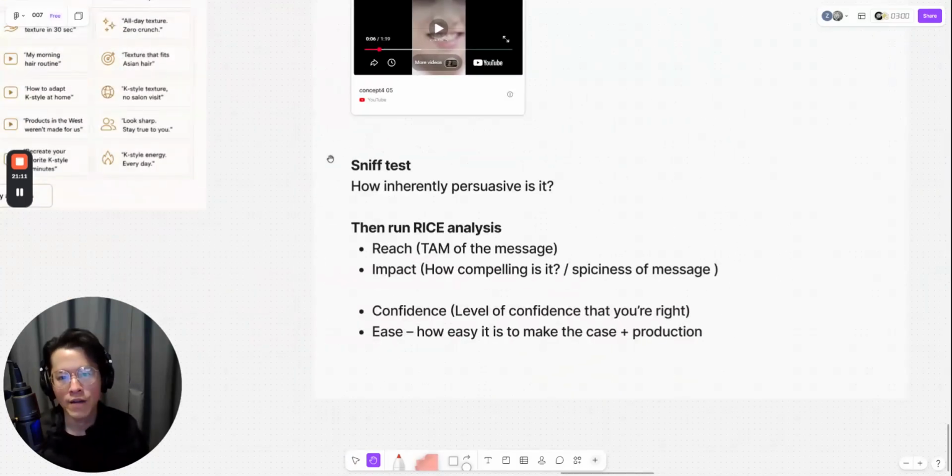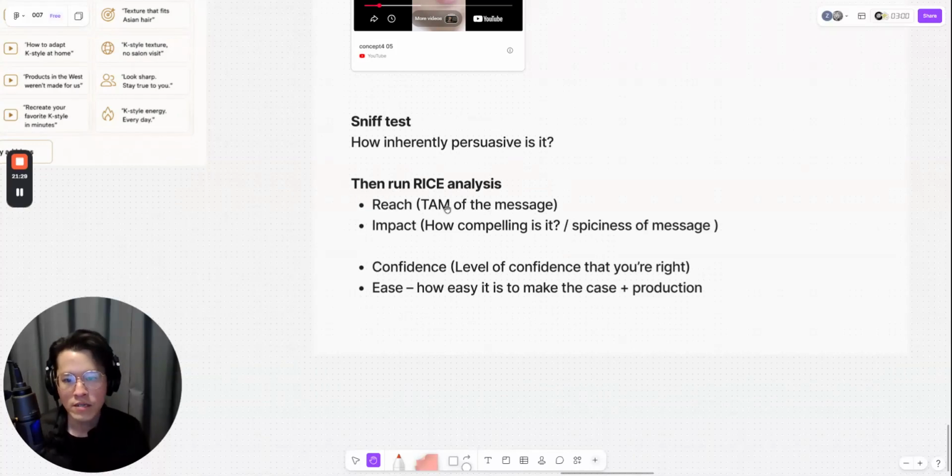In terms of prioritization after that, this is the general guideline. So sniff test is how inherently persuasive is the angle, and that is something that will allow you to very quickly identify the ones to test next. And beyond that, you can run the ROAS analysis. So reach is how big is the total addressable market of the message itself. If it's very niche, I should say, and it only appeals to a very small amount of people, then the TAM is not so big. You might want to put that on the back burner or prioritize it later on.